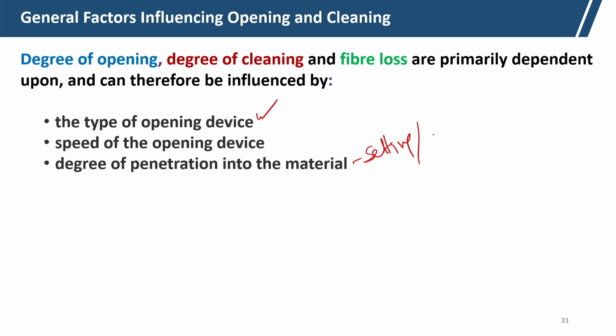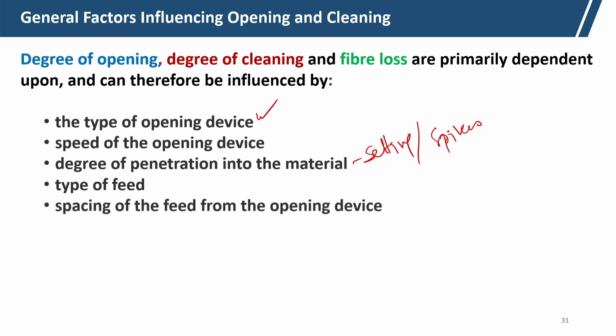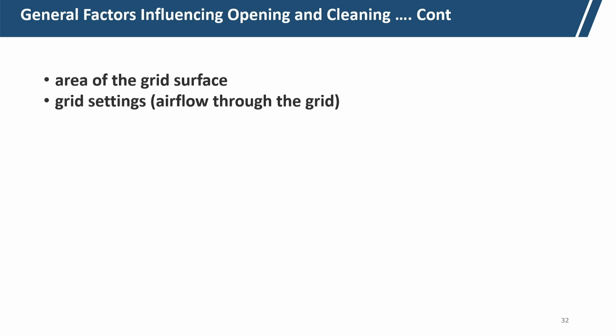Setting or type of spikes or beaters, type of feed, spacing of the feed from the opening, type of grid. These are the different factors which affect the degree of opening or cleaning. Area of grid surface: the higher the grid surface, the better we can control the fiber loss. Grid setting and airflow through the grid are also important.